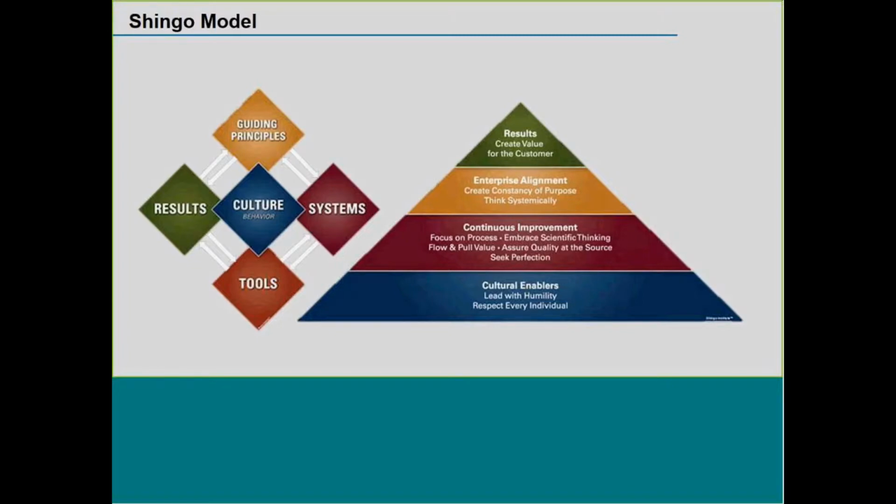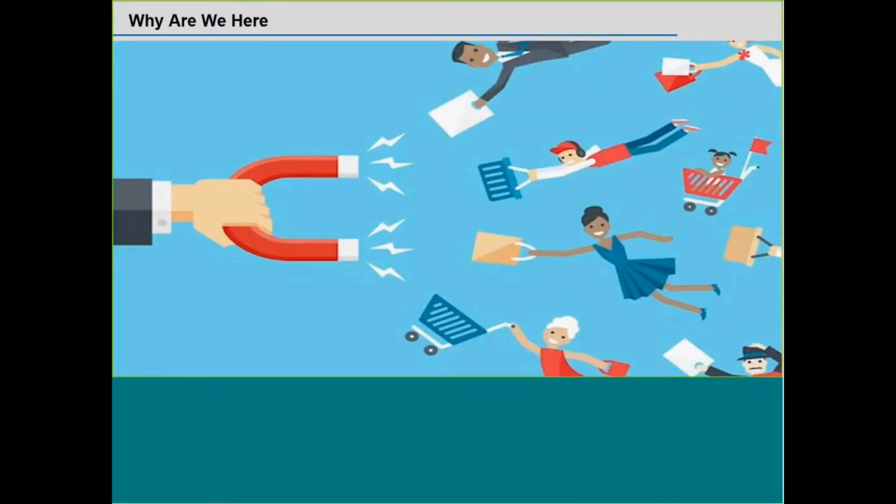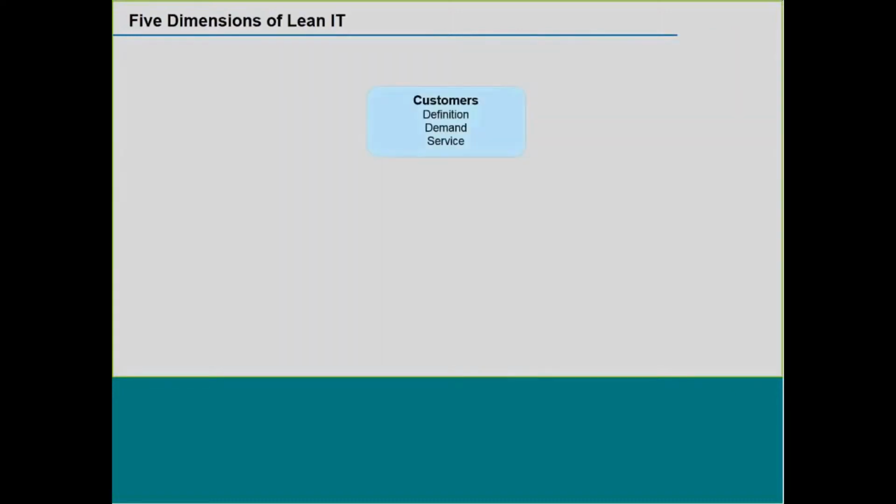The Shingo model seeks to put the power of a lean company in the cultural enablers, the majority of people within the organization, and build from there. And that is a little bit about why we are here. But today we are going to be diving into the 5 dimensions of Lean IT, starting with customers. Today is all about understanding who our customers are, what our customers want, so that we can be better service providers, better builders or product manufacturers for our customers.